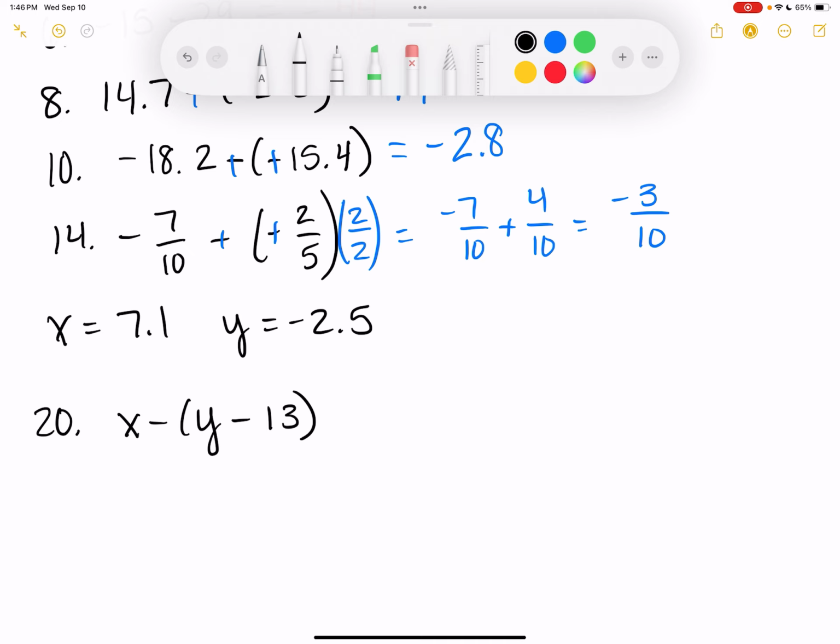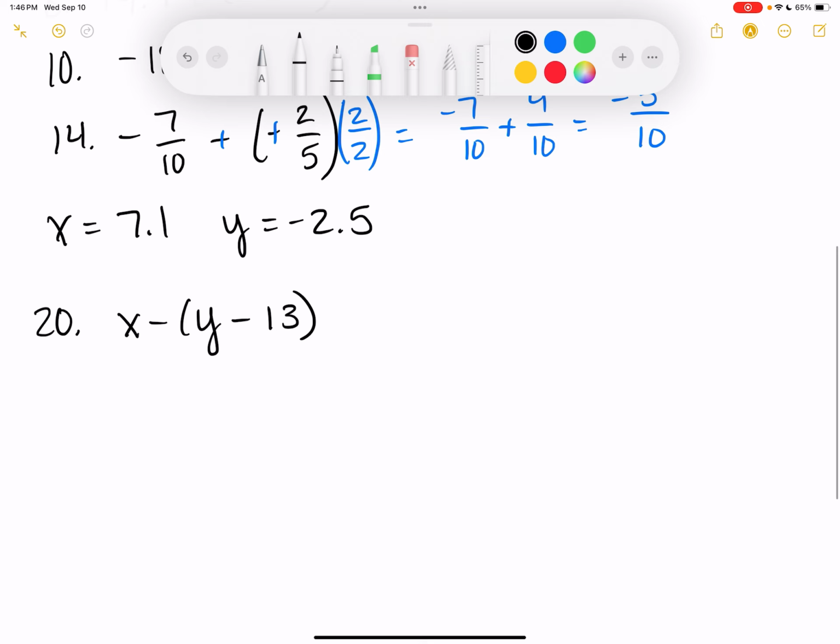So I'm going to replace x and y with the values up here. So this is 7.1 minus, in parentheses, negative 2.5 minus 13. So what do I need to do first on a problem like this? PEMDAS, I need to do the stuff in parentheses first. Negative 2.5 minus 13 is what? Negative 15.5 is what I asked for.